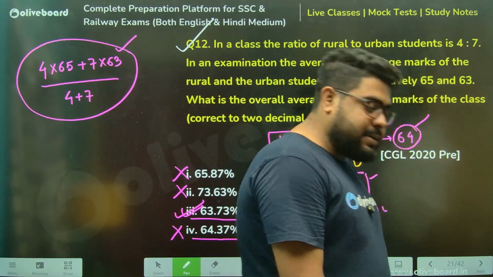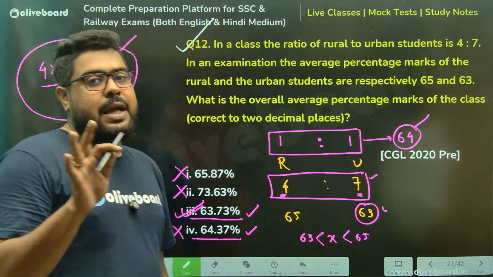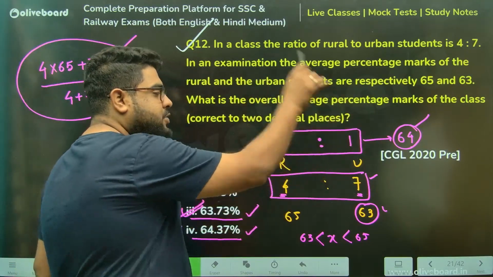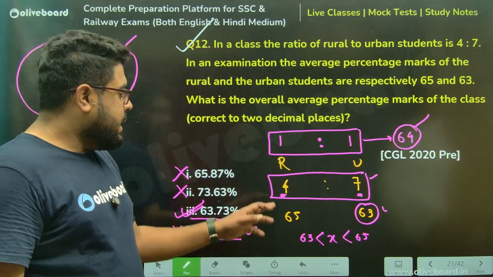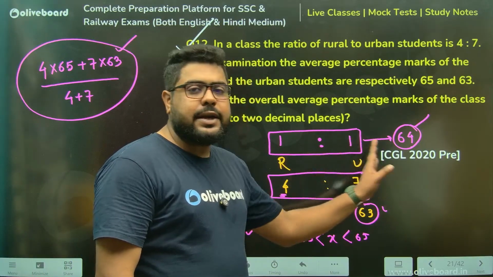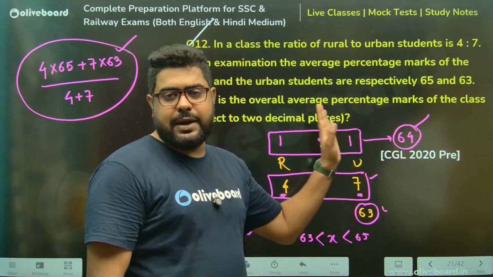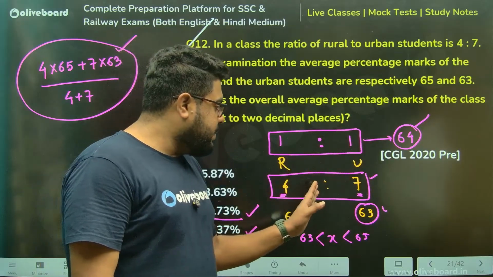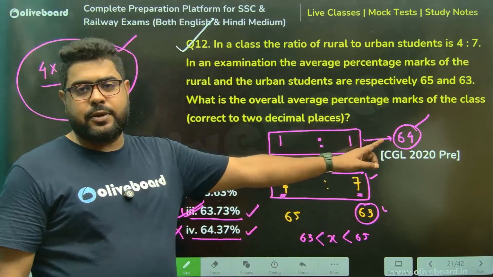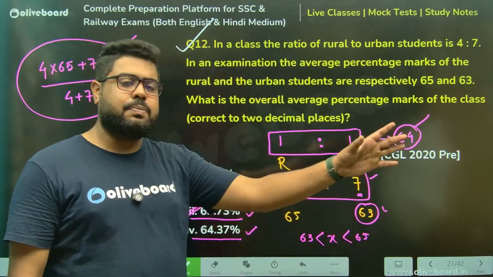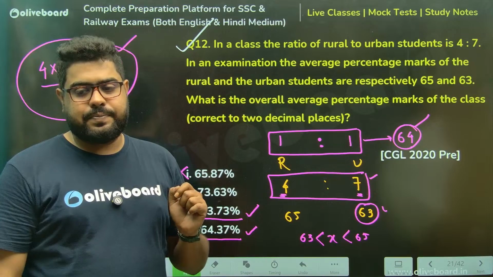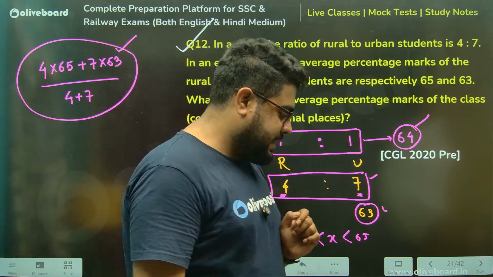How do we consider one? No, I'm not considering one by one. I'm thinking if it is 1:1, then the average will be 64 in the middle. Here, the weight is more towards this side, so it will be tilted towards this side, not towards the middle. It will be tilted towards 63. So my answer will not be 64. The answer will be 63, between 63 and 64, tilted towards this side. That is exactly what I'm saying.